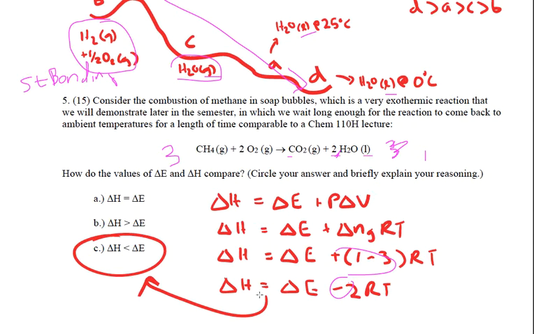And so we can see that whatever delta E is, delta H is smaller by minus 2 RT, so that allows us to get this as the right answer.